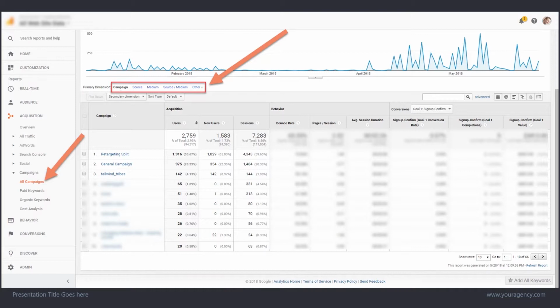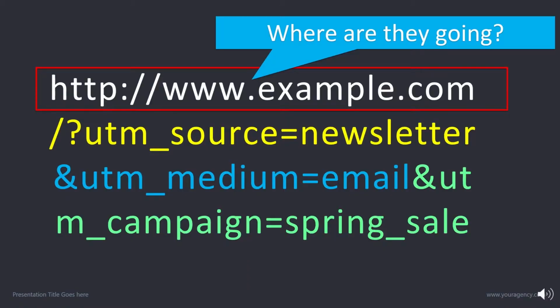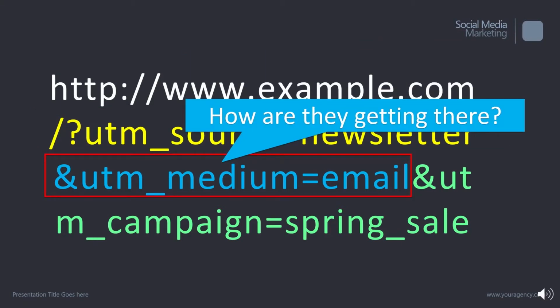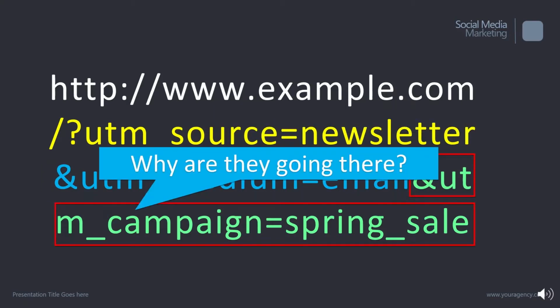So let's have a look at the UTM code structure and just understand what this actually tells us. The normal URL would always tell us where they are going. So the UTM source tells you where they are coming from. The UTM medium tells us how they are getting there. And then the last one, the campaign, tells us why are they going there, right?